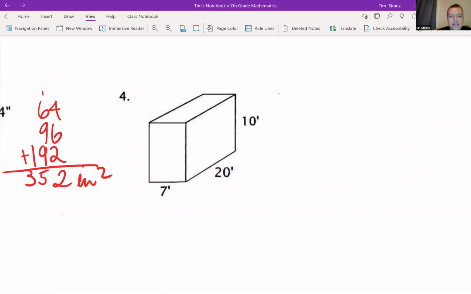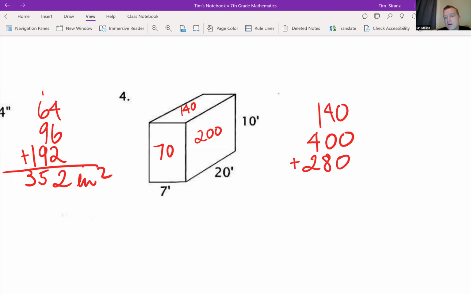Okay, number 4. If we do the front, 7 times 10, that's 70. There's 2 of them, so 140. The side here is going to be 200, and there's 2 of those, so 400. And then the top, you got 7 by 20, which is 140. 140 and 140 is 280. Add them together: 820 feet squared.